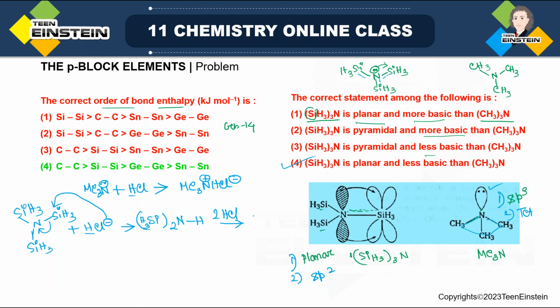and ultimately these two SiH3 will also be replaced by H. So after all, there will be ammonia and SiH3Cl, or better you write H3SiCl. So we are getting here ammonia and H3SiCl. So overall reaction, if we write this ammonia, it will react with another HCl.